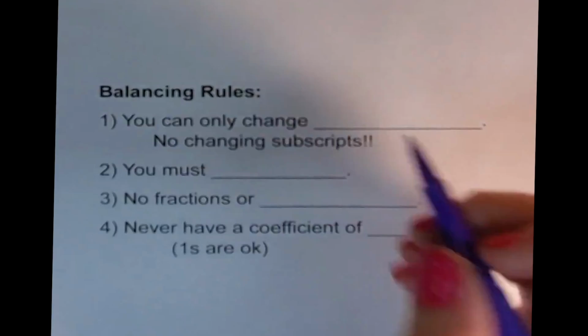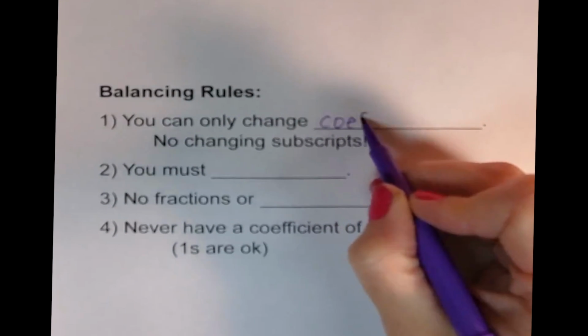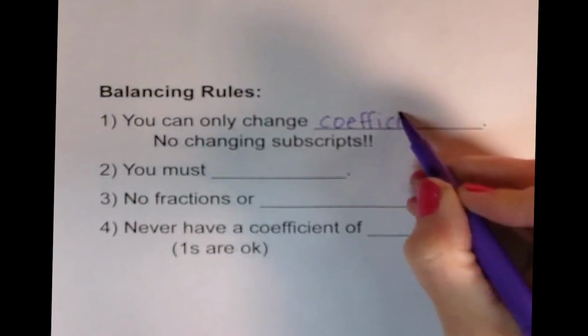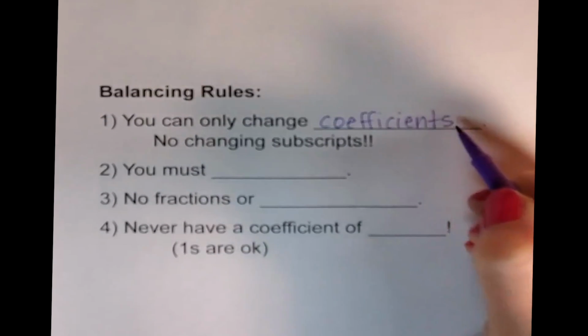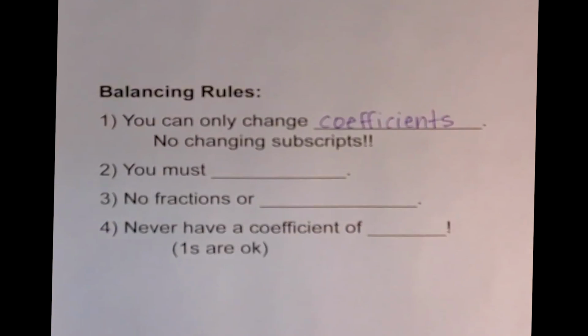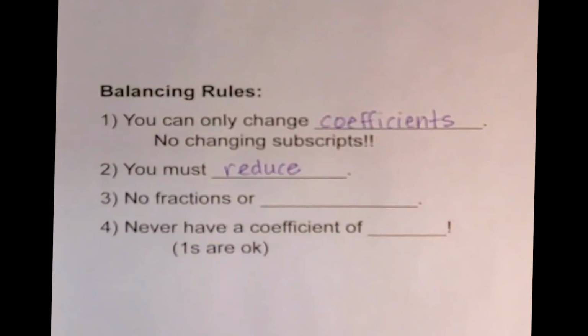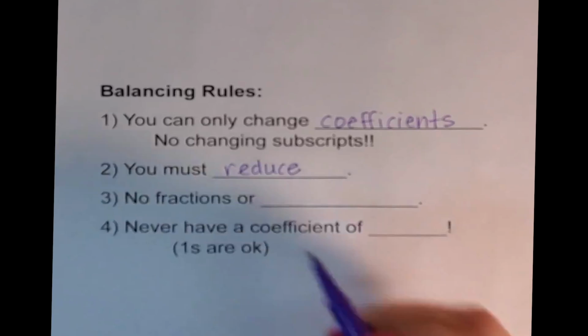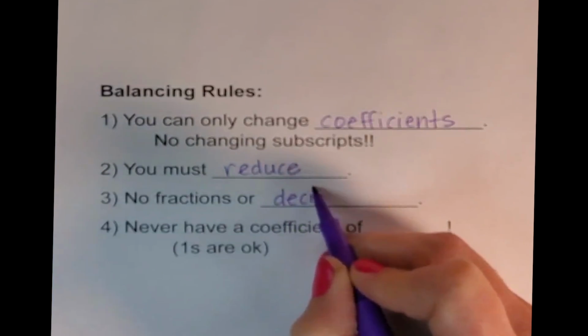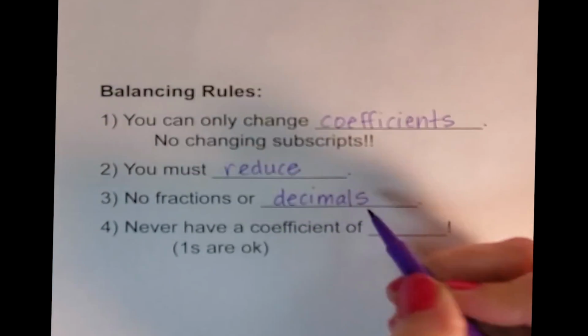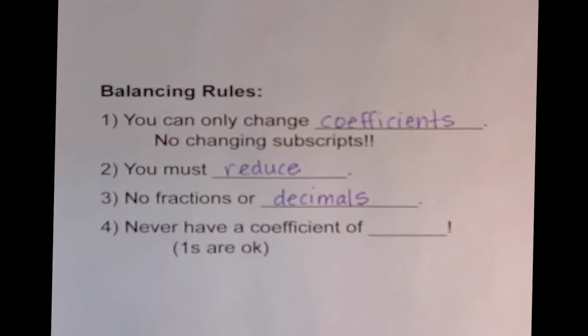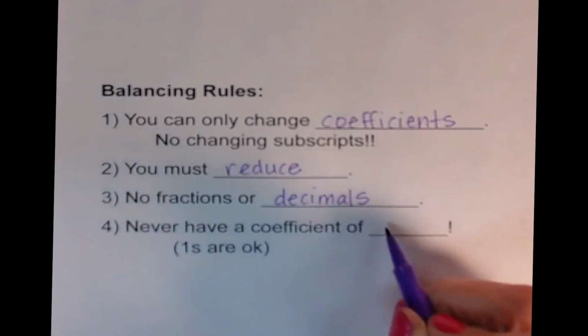There are very few rules to balancing equations, but they are these. You can only change the coefficients. You are not allowed to change the subscripts of any of the chemicals in the equations. You must reduce. If you end up with coefficients that can be reduced, you have to reduce them. You can have no fractions or decimals in your final answer. So if you have those, I'll teach you later what we have to do.